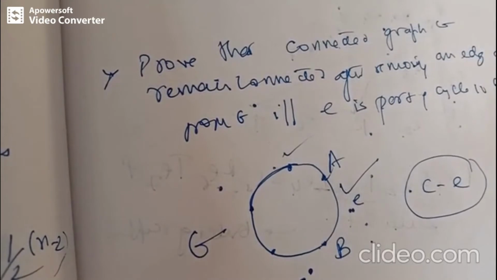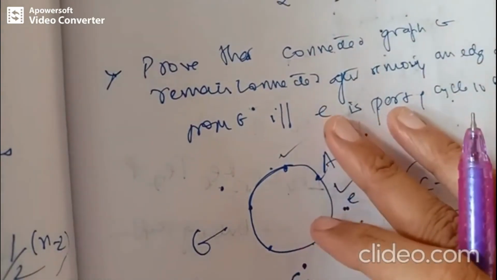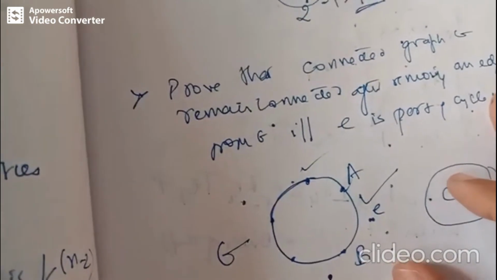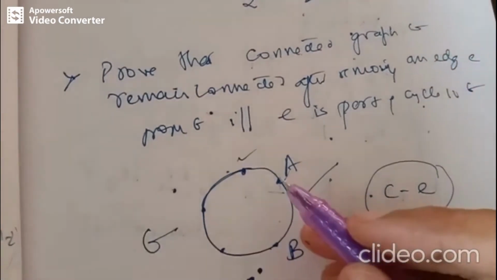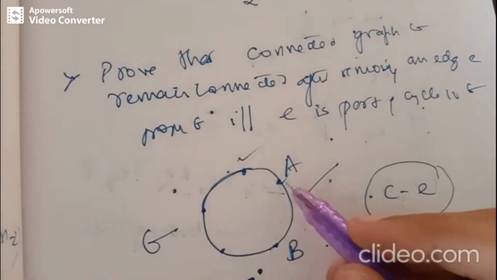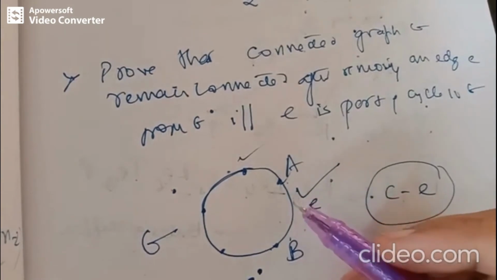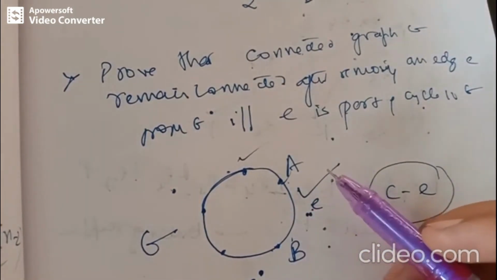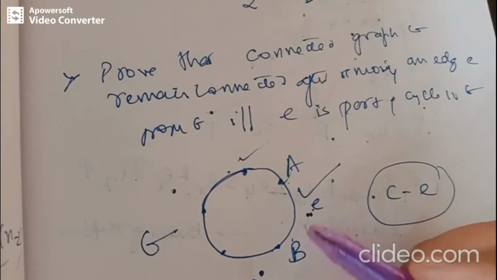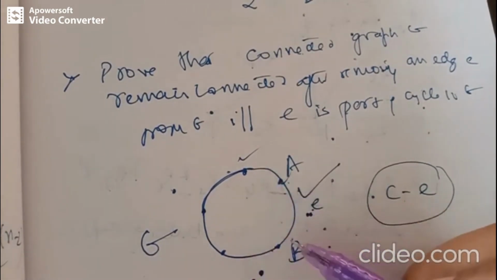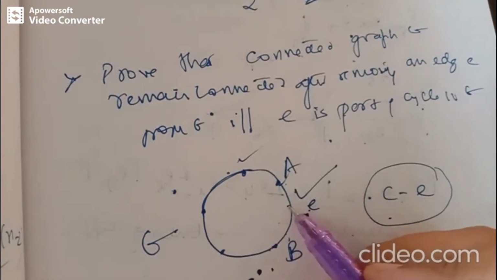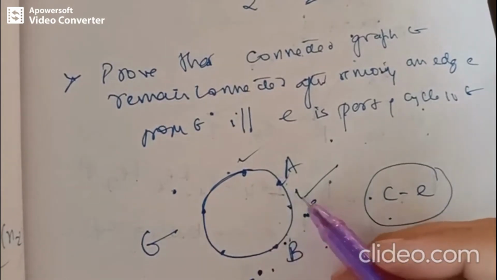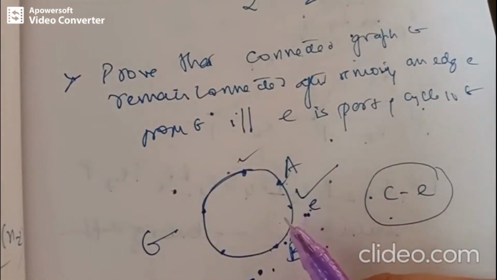Let's take this question. Prove that a connected graph remains connected after removal of an edge E from G if and only if E is a part of a cycle. So let's assume a cycle in a graph and let us take an edge in that cycle with two vertices A and B. In spite of removal of this edge, we can still have another path. This is one path from A to B, and this is the other path, that is, C minus E will be another path. So the graph still remains connected if the edge is a part of a cycle C in G.